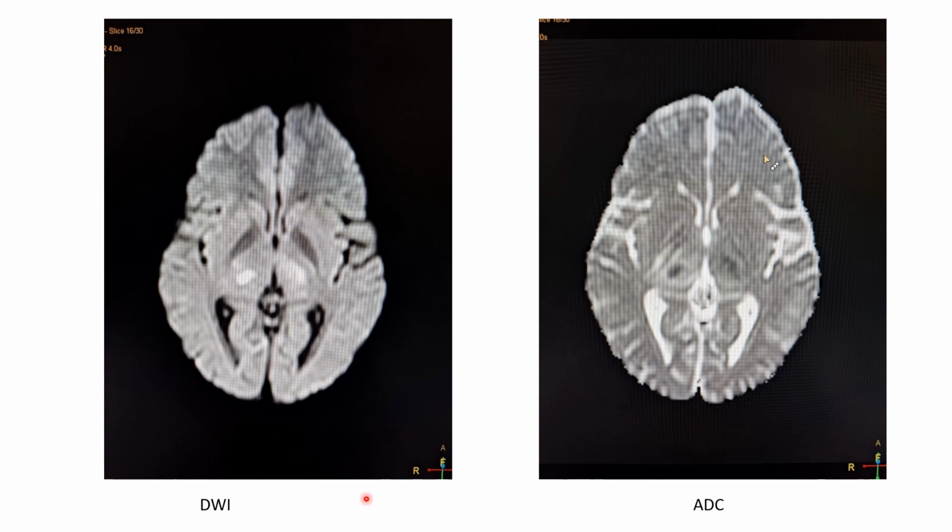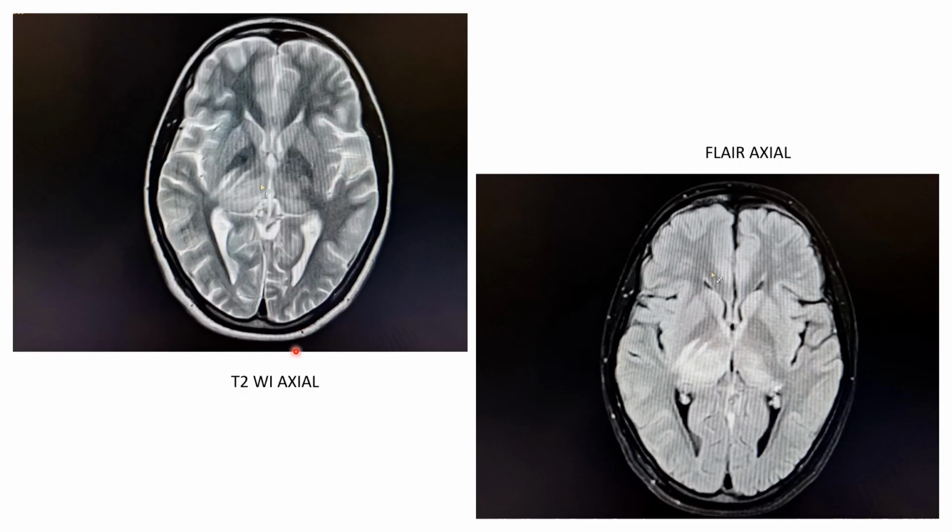So here we can see DW and ADC image where it shows diffusion restriction involving the bilateral thalamic regions, with DW showing bright signals and ADC showing corresponding dark signal. This is a T2 weighted axial image taken at the level of thalamus. And the FLAIR axial image taken at the same level, showing bilateral hyperintensities in thalamic region.